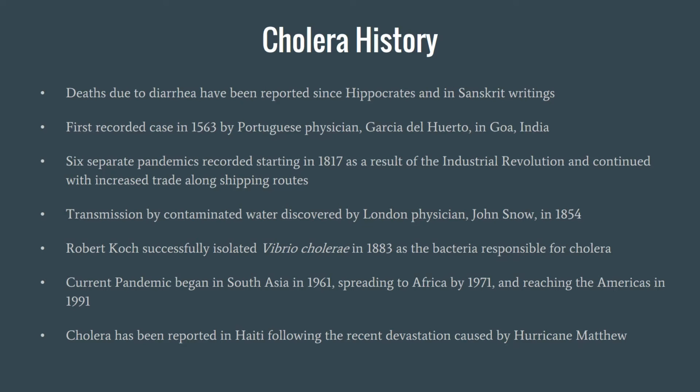In 1854, a London physician by the name of John Snow conducted a study on an outbreak of cholera in Soho. He correctly attributed the cause to the water source in the area, debunking the popularly held belief that it was caused by bad air.